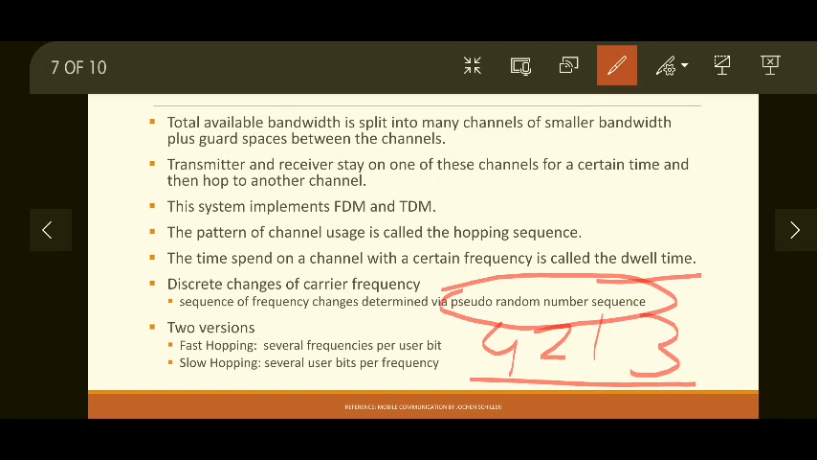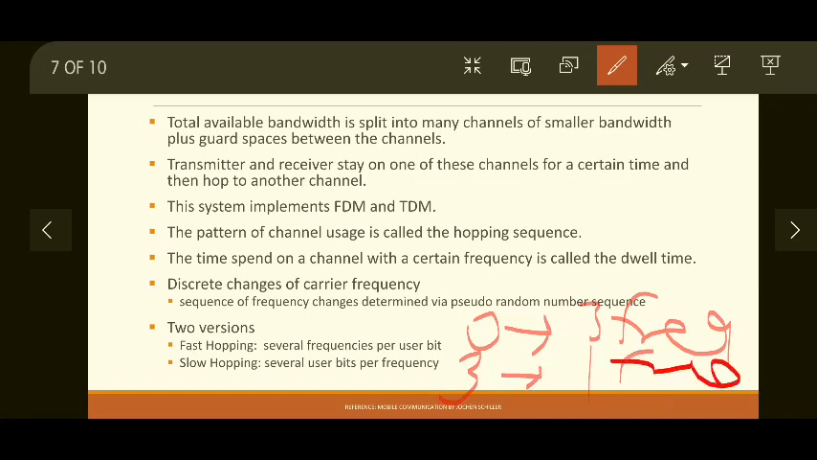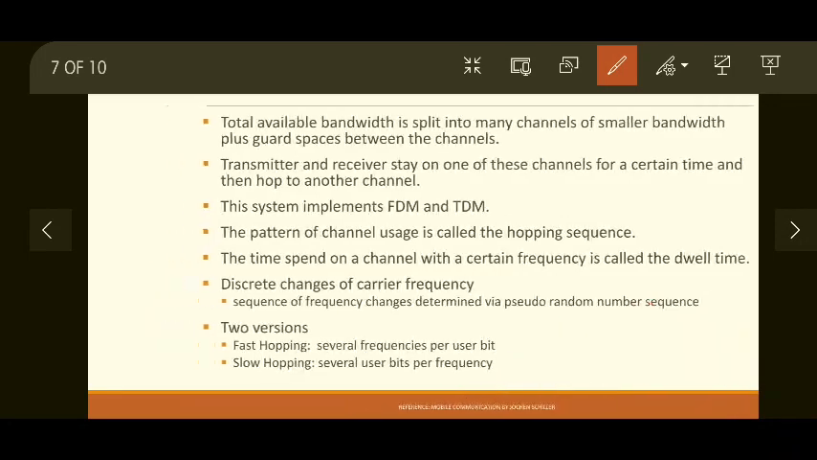There are two types of this FHSS, fast hopping and slow hopping. In fast hopping, a single user bit stays on number of frequency channels, that is several frequencies per user bit. 0 may stay on 3 frequencies. In slow hopping, exactly reverse. 3 bits might stay on single frequency. How this is deployed or how it is implemented, that we will see.